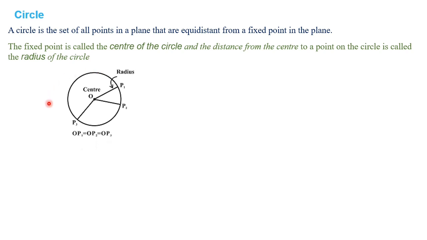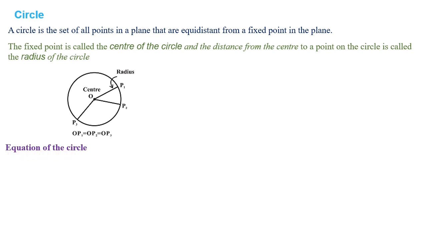Now, consider a circle with the center O, and OP1 is one of the radii, OP2 is another radius, OP3 is another radius. So these are all fixed distances. OP1 is a fixed distance because we have taken a point P1 on the circumference of the circle. This point to the center, that is OP1, is the fixed distance called the radius. And OP1 will be the same as OP2 and OP3 and so on. So here OP1, OP2 and OP3 are called the radii of the circle and O is the center of the circle.